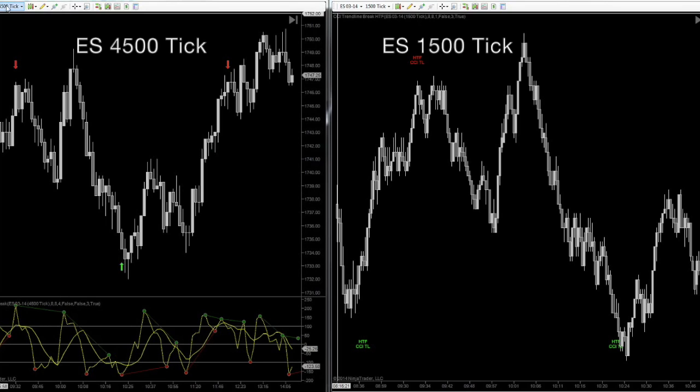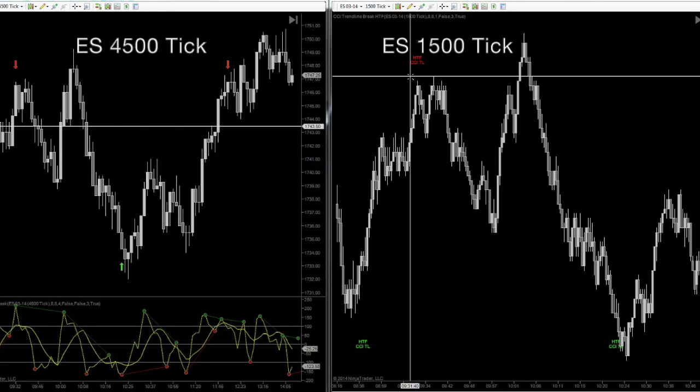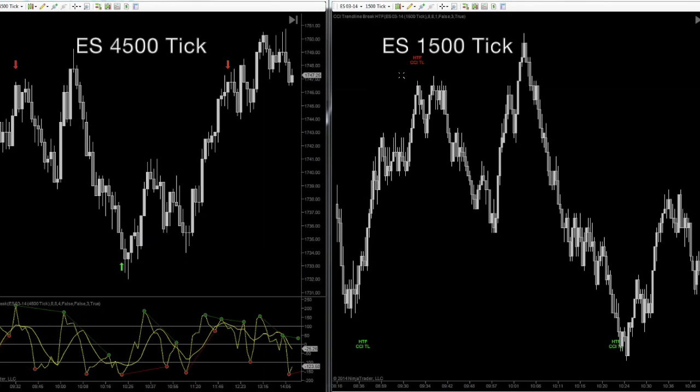So on the left side, we've got a 4,500 tick chart of the S&P E-mini 500. On the right side, I have a 1,500 tick chart of the same market, and I have the higher time frame CCI Trend Line Break indicator on. So basically what this indicator does is mark off trend line breaks from the higher time frame.